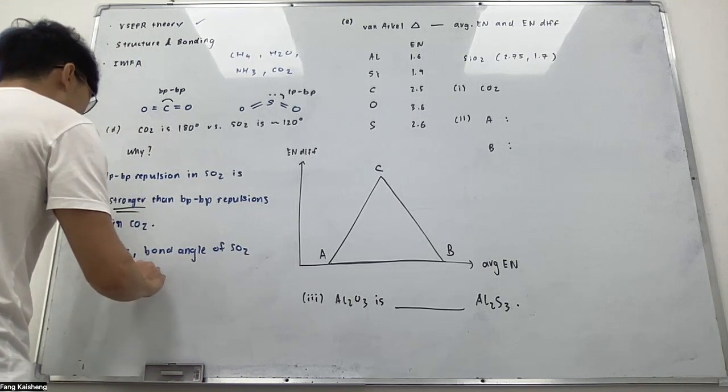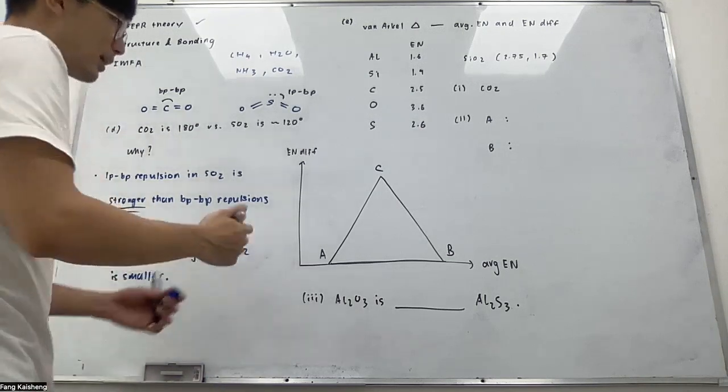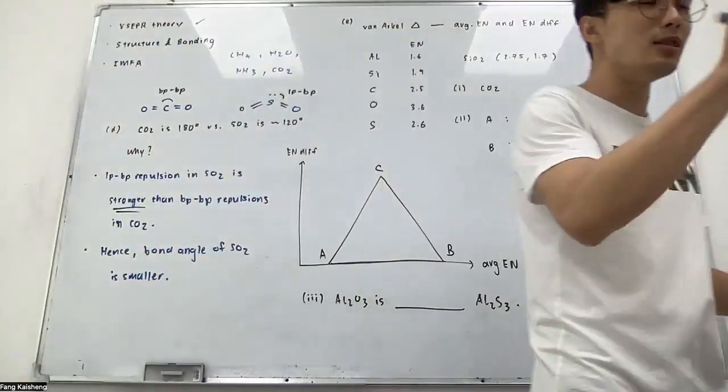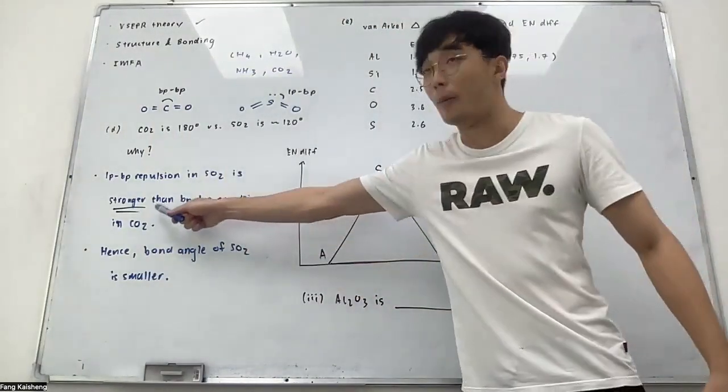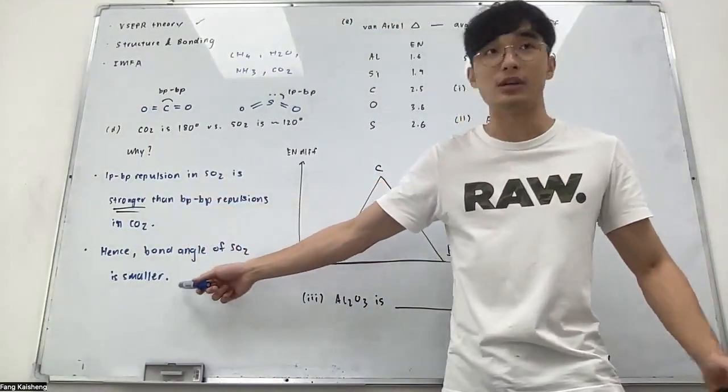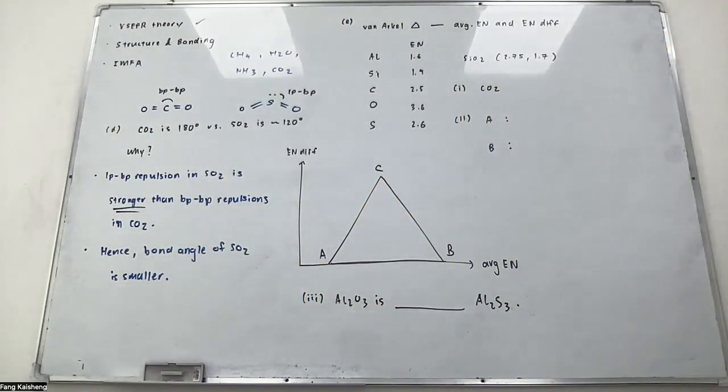You want to say smaller than bond angle of carbon dioxide also can. But honestly, that part doesn't give you marks anyway. The 1 mark is to compare strength. That's why the rest of your answer you can just cut down. Honestly, not bad. Okay, that's 1 mark. As you can see, it's not very worth the time.